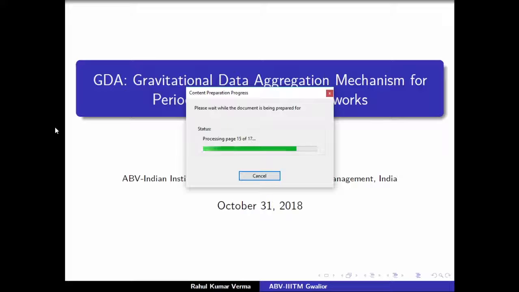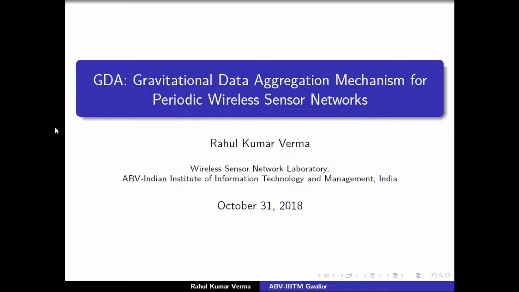My name is Rahul Kumar Verma, and the title of the talk is Gravitational Data Aggregation Mechanism for Periodic Wireless Sensor Networks, and we termed our mechanism GDA for short.